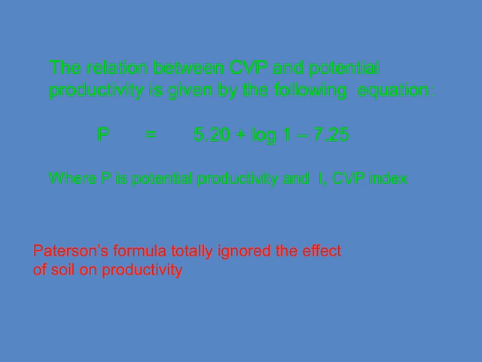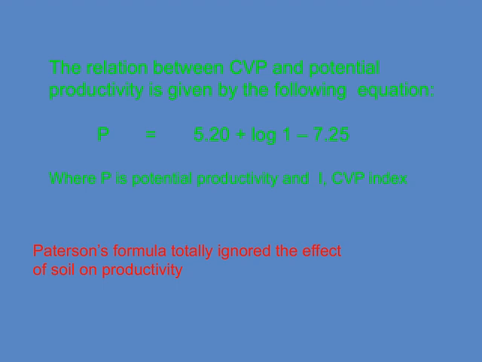The key equation here is P equals 5.2 plus the logarithm of 1 minus 7.25 times the CVP index. This equation helps us understand how changes in the CVP index can influence potential productivity. Now, it's important to note that Patterson's formula, which this equation is based on, doesn't take soil effects into account at all. That means while it can give us a general idea, it might oversimplify the real-world factors influencing productivity.